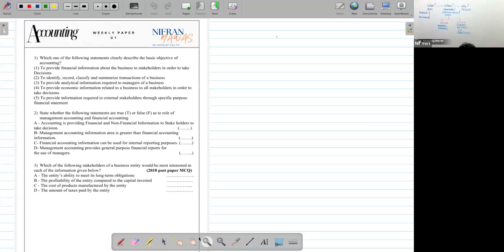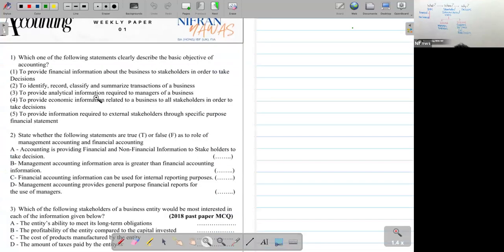Let me quickly zoom in. Okay. Right. Which one of the following statement clearly, okay, clearly, wait, just give me a minute. There's some malfunction going on in the tablet. Right, I hope it works now.